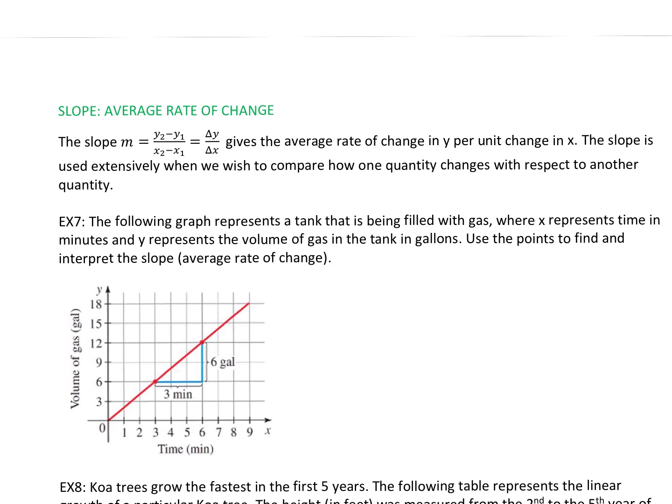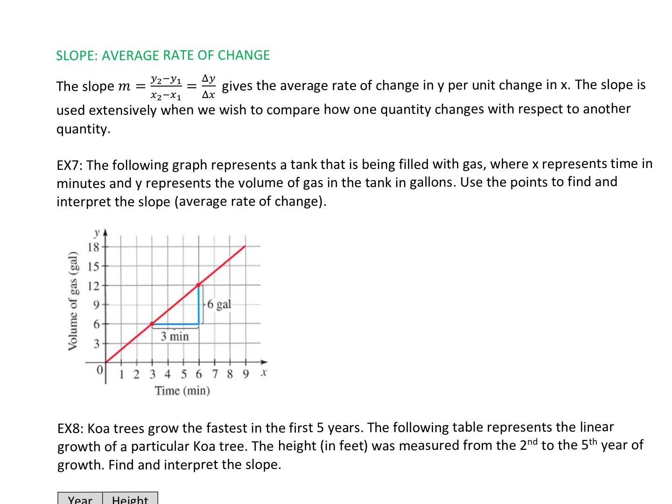So let's move on to the last part in this video, which is slope as average rate of change. So the slope m, and again, this is the formula that we've seen before, is equal to the change in y over the change in x. This gives the average rate of change in y unit per change in x. The slope is used extensively when we wish to compare how one quantity changes with respect to another quantity.